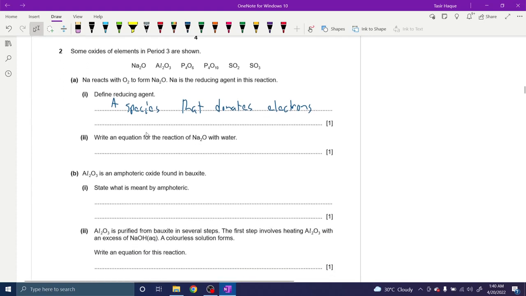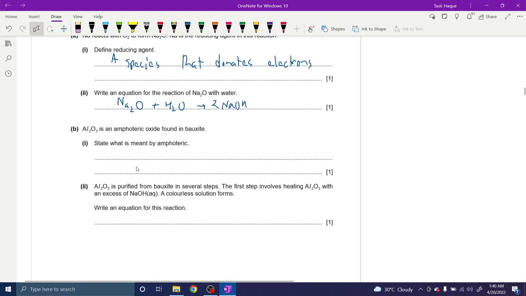Okay, so Na2O with water, this is a basic oxide, it's going to form an alkali, right? So it's going to be NaOH. To balance it, we need 2. What does amphoteric mean?